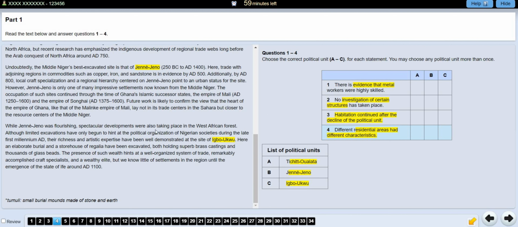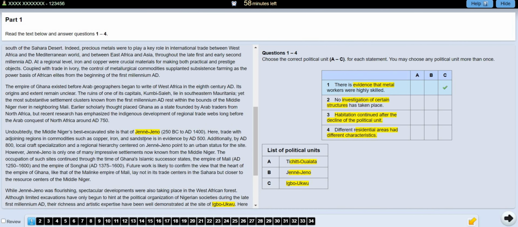Okay, so when Igbo-Ukwu was flourishing, excavation began at the site. Here, an elaborate burial and a storehouse of regalia had been excavated, holding superb brass casting and thousands of glass beads. So they had elaborate burials and storehouses, state-of-the-art burial techniques, superb brass casting and thousands of glass beads. They had people who could work quite nicely. There is evidence that the metal workers were highly skilled. They were craft specialists, so it further confirms the presence of such remarkably competent specialists.